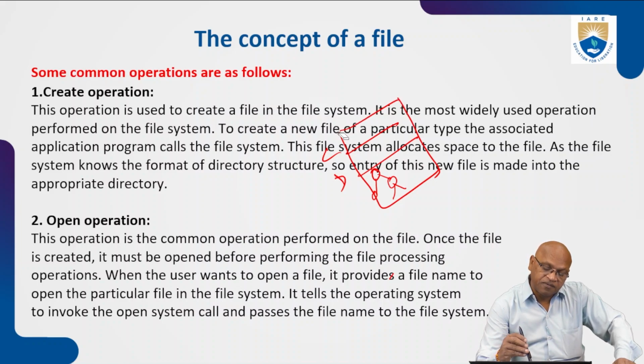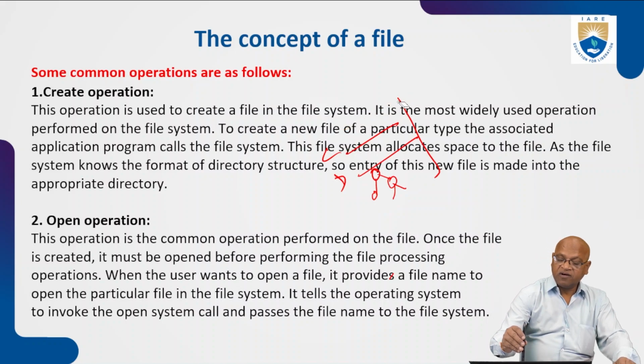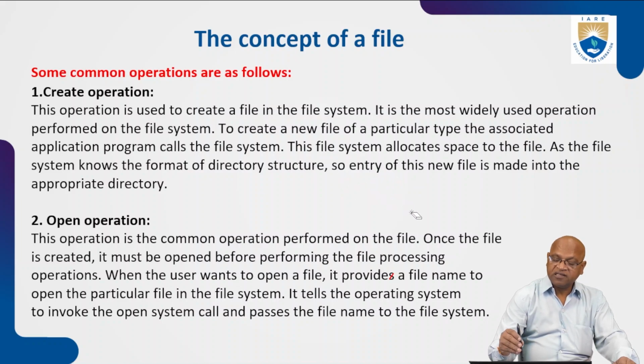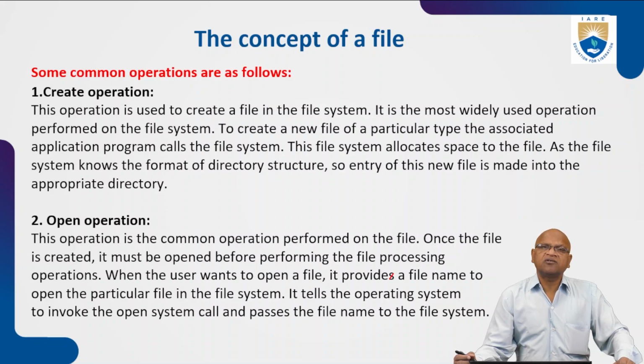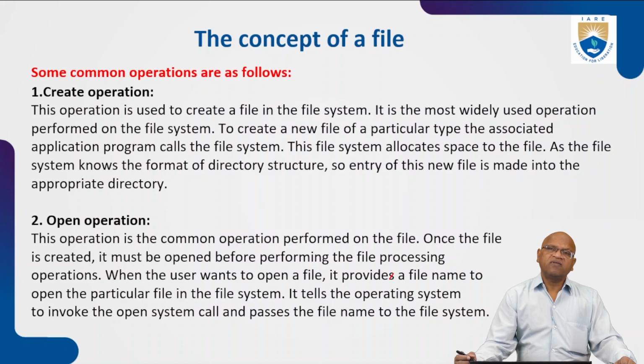What is the file type, what is the time, who is the owner, what are the permissions, how many times the file has been opened. Everything is recorded in the file blocks, so you have to understand that. To create a new file, a particular type of associated application program calls the file system. This file system allocates space to the file on the hard disk, as the file system knows the format of the directory structure. So in the directory structure, the file name will be placed. The entry of this new file is made into the appropriate directory. That's called file creation.